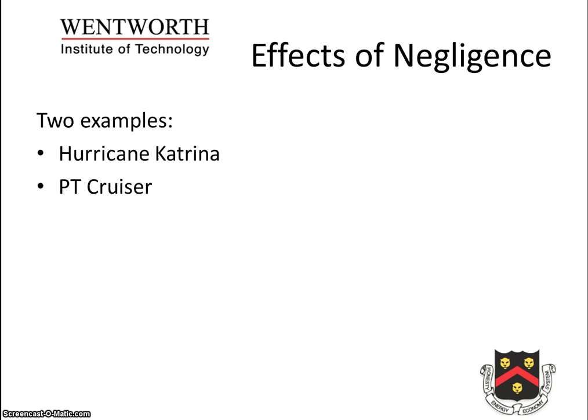Hurricane Katrina and the launch of the PT Cruiser are 2 examples of the effects of negligence in understanding project risk management. Let's talk about Hurricane Katrina. During the construction and development of the levees in New Orleans, the then government didn't focus on the risks this project development would cause. Even after this, the current government ignored weather reports and warnings of failing levees and the damage the floods could bring.